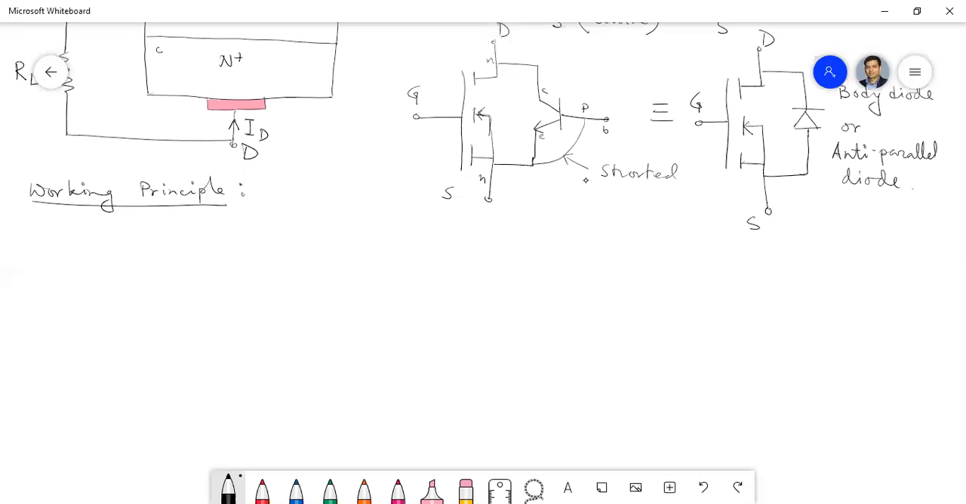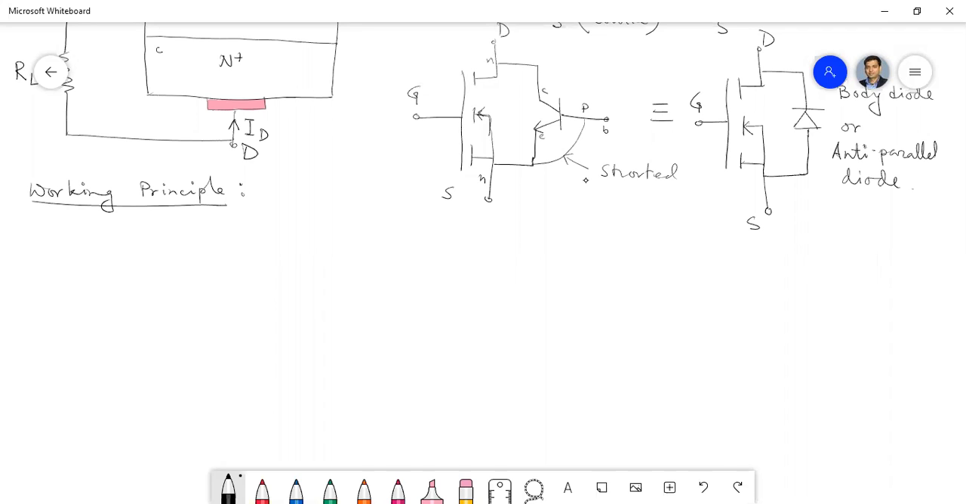Now another advantage is there of this body diode. Sometimes if the circuit contains some inductance, and during switching, what happens? The inductance tries to maintain the current flowing. Then we need a freewheeling diode. So sometimes this body diode or anti-parallel diode acts as a freewheeling diode. So then you don't need to arrange an additional diode for this switch.